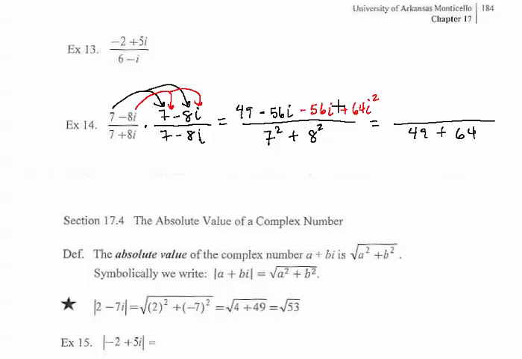We'll make one more pass through this numerator and simplify it. Minus 56 minus 56 is a 112i minus, and then we have a plus 64i squared, which would make it a minus 64. The i squared can be replaced with a negative 1, which makes the 64 negative. We can now combine the 49 and the negative 64 to get a negative 15.